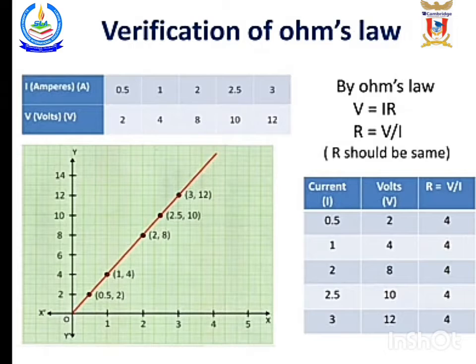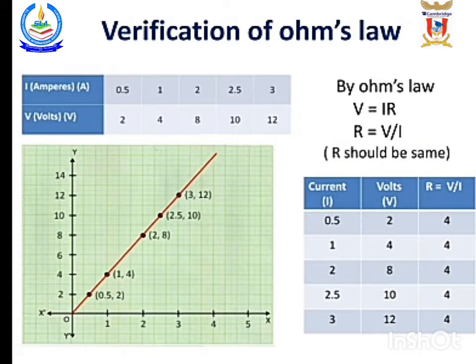Our next topic is verification of Ohm's law. We have this observation table. Actually, we have a separate apparatus for that experiment, which is known as the Ohm's law apparatus. There is a separate portion for the ammeter and a separate portion for the voltmeter. In this observation table we have 5 current readings and 5 voltmeter readings. In the first reading, the current is 0.5 ampere and the voltage is 2 volt. If we increase the current up to 1 ampere, the voltage will be 4 volt. Then again we increase the current up to 2 ampere, the voltage will be 8.